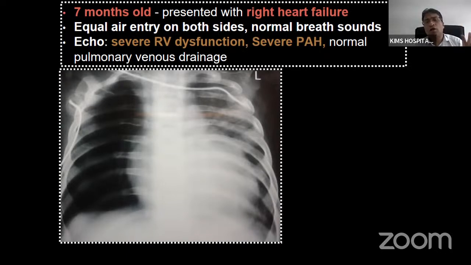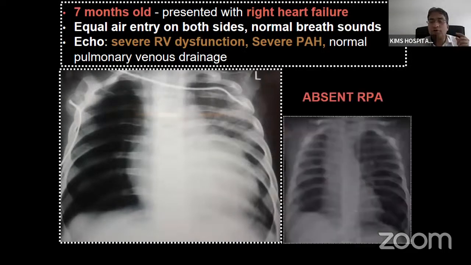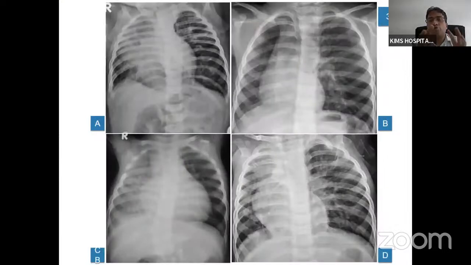But there is oligemia of the lung on the right side. So it may be because of bronchial compression or a foreign body, the others being clear. But in the cardiac cause, it may be an absent pulmonary vein or absent RPA. So it was found out to be the absent RPA syndrome. So the other four are in the spectrum.